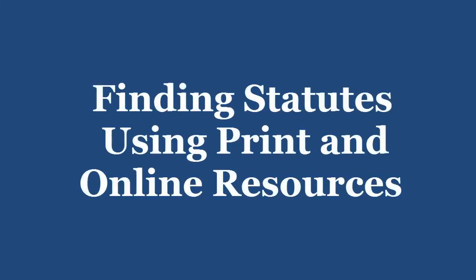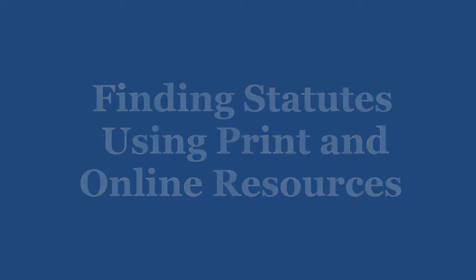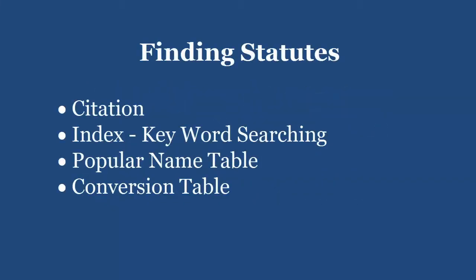Both official and unofficial state and federal codes have a number of finding aids to help you with your statutory research. You can search by citation, you can search by subject matter using the index, by popular name in the popular name table, and by public law number using the conversion table.